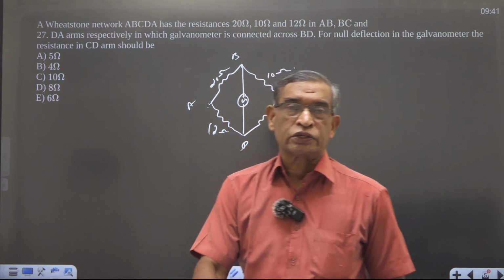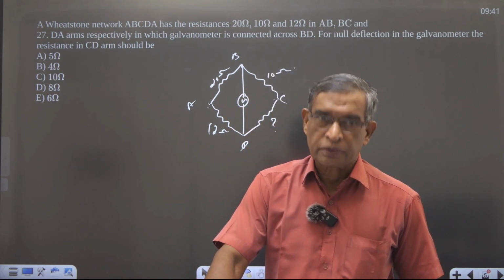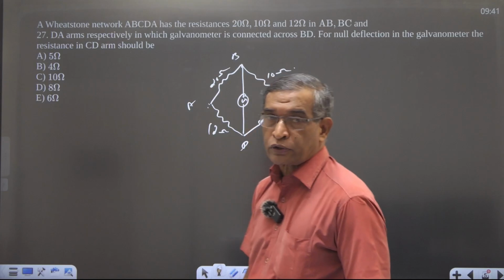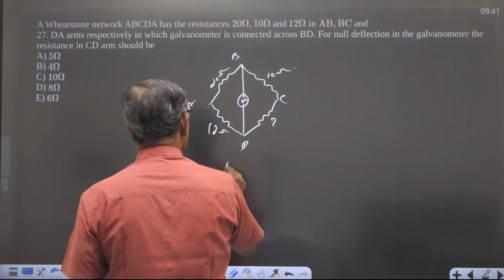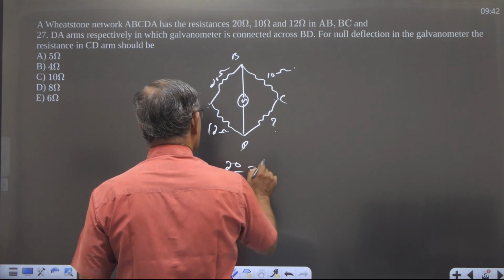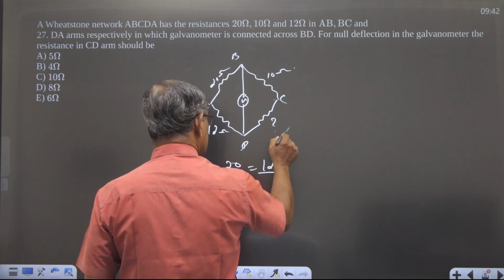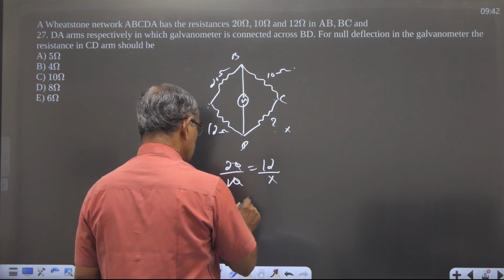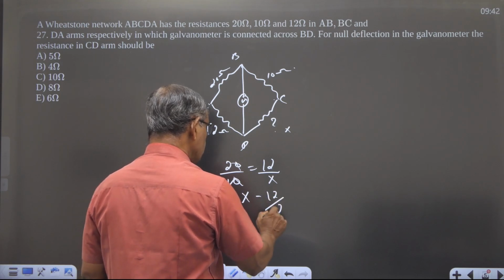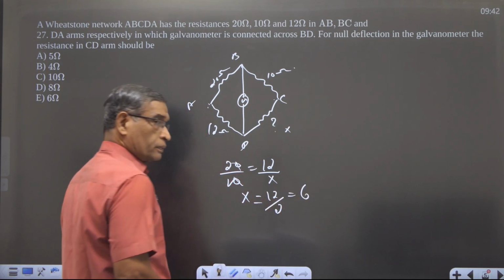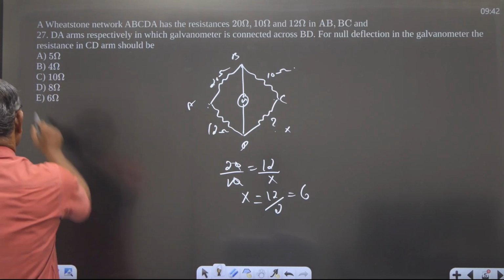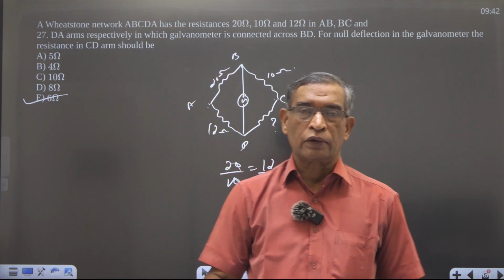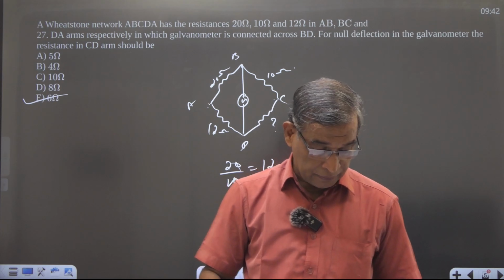Now for the balancing condition, as in the case of a Wheatstone bridge, the ratio of the respective arms must satisfy P by Q is equal to R by X. Therefore you can write 20 by 10 equals 12 by x, suppose I say x. From this, x is equal to 12 by 2, which is 6. So our answer is 6. That is the condition for balancing of a Wheatstone bridge that we applied there.